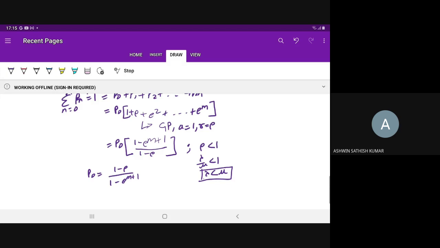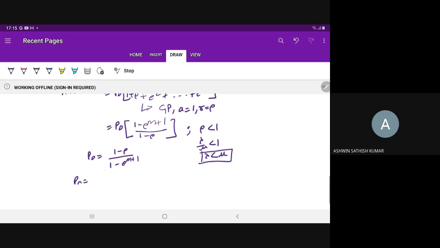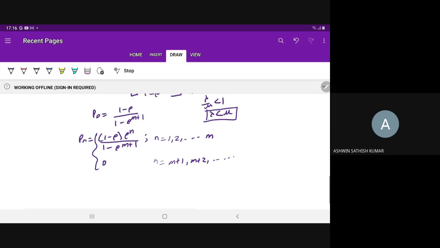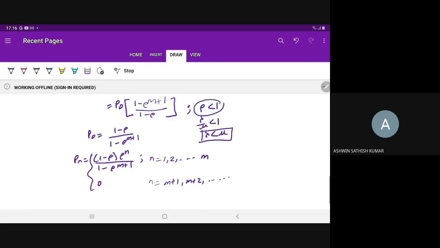So when we have this p naught, pn becomes 1 minus rho into rho to the power n upon 1 minus rho to the power m plus 1, where n is equal to 1, 2, up to m, and it is 0 for n is equal to m plus 1, m plus 2, and so on. So that is how we have computed pn. In this case we have assumed that rho is less than 1, and then we have this result.